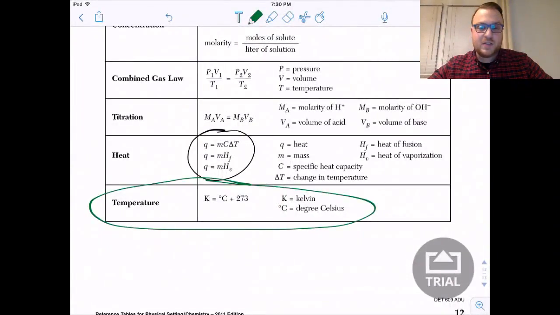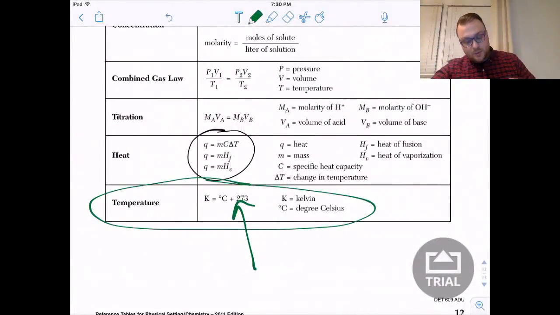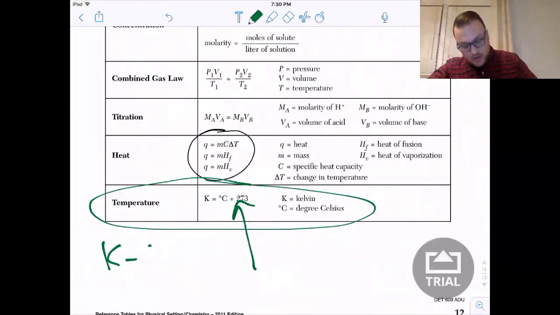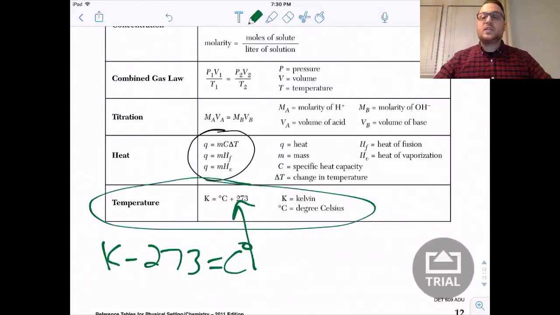So temperature conversions are on the reference table. That is a plus sign, not a multiplication, not a division. So if you're given Kelvin and you need Celsius, just subtract 273 from both sides. If you're given Celsius and you need Kelvin, the equation should be very obvious for what you need to do.